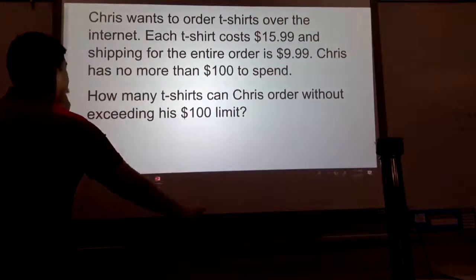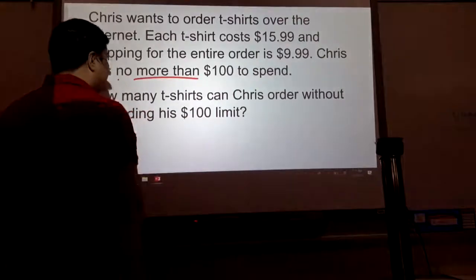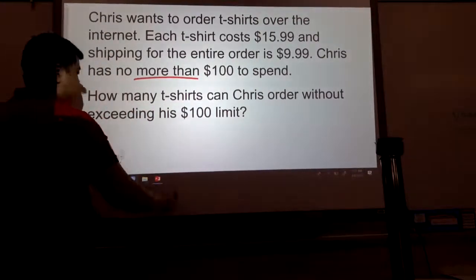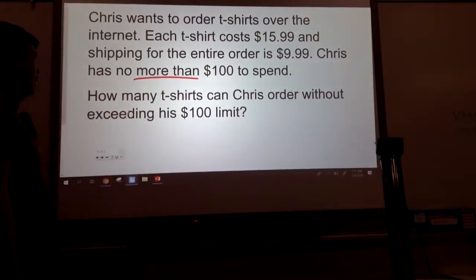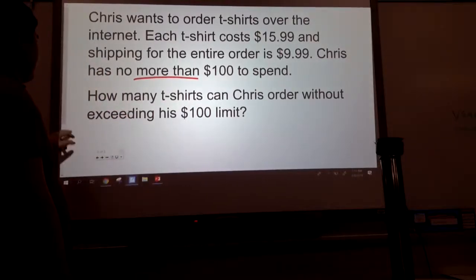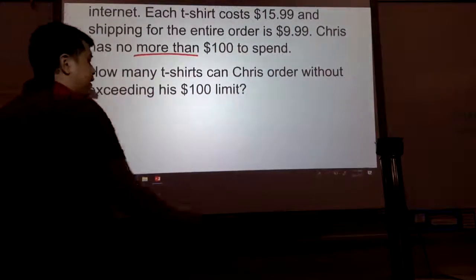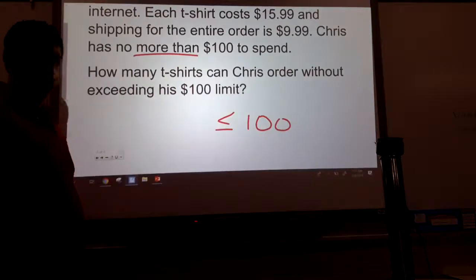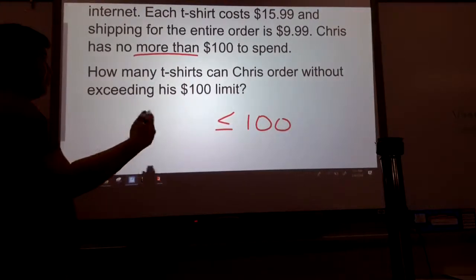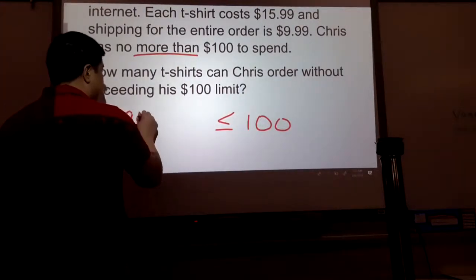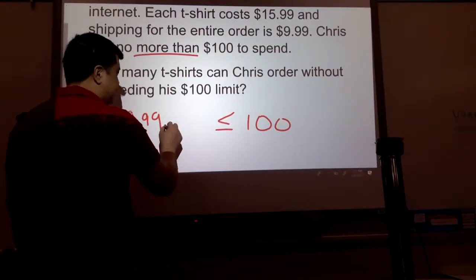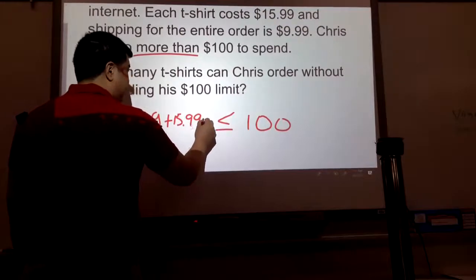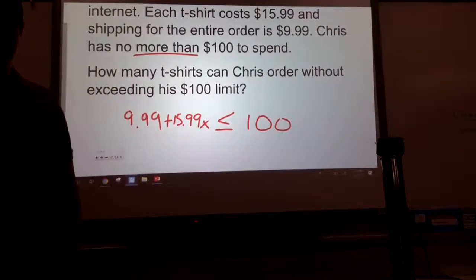So again, the words "no more than" are in here, indicating this is going to be an inequality problem. Okay. So, how many t-shirts can Chris order without exceeding his $100 limit? So he can spend $100, but he has to spend less than or equal to $100. And we know that we have a flat cost of the shipping fee, which is $9.99. Each t-shirt costs an additional $15.99 per t-shirt, and X is going to represent how many t-shirts he can buy.